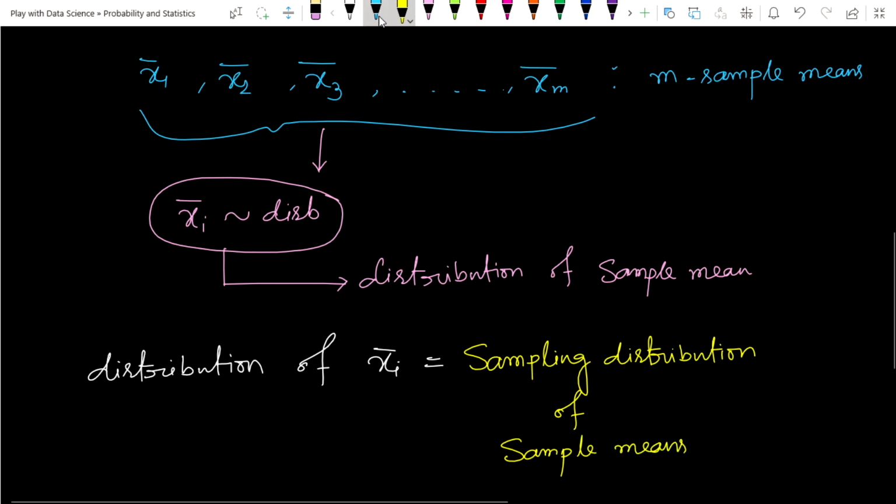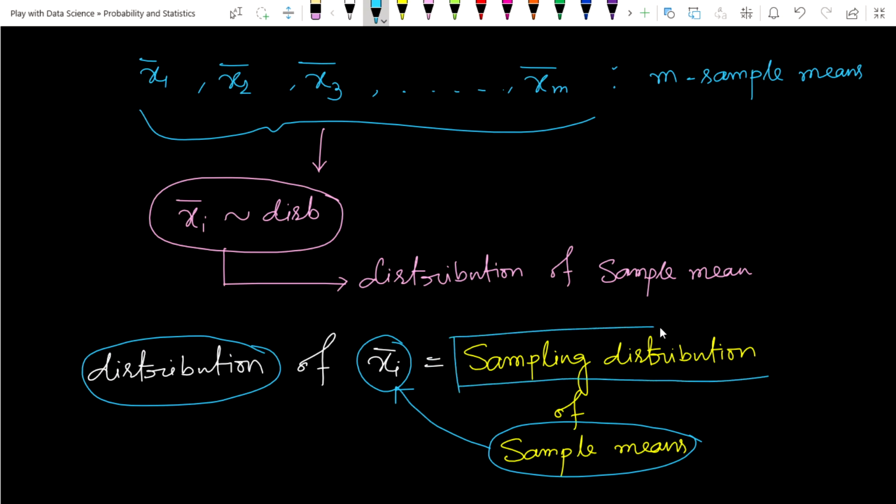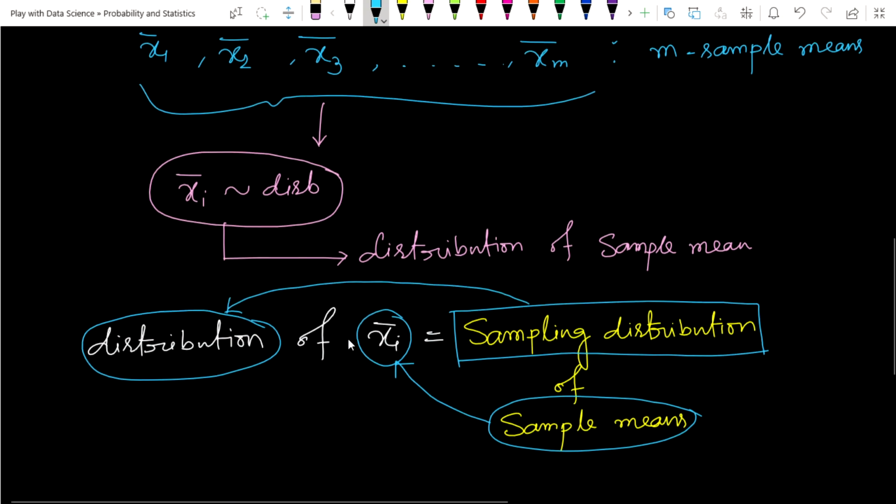Sampling distributions of the sample mean. This is the sample mean, and these distributions are the sampling distribution. Because of these two reasons, these things.